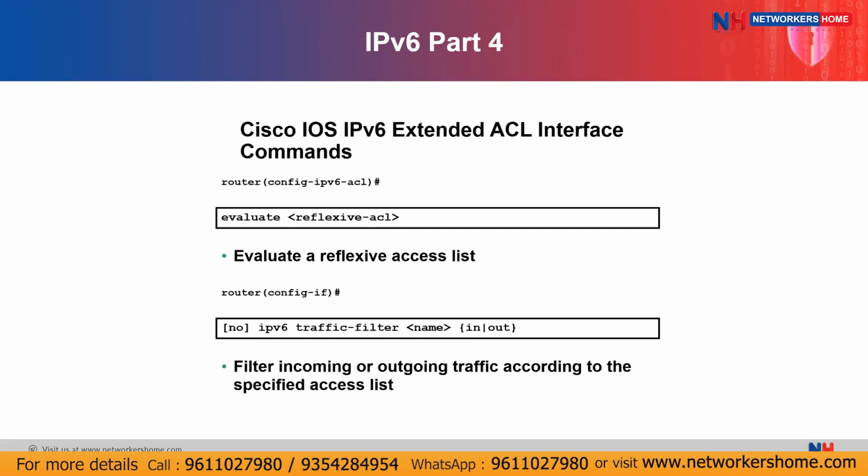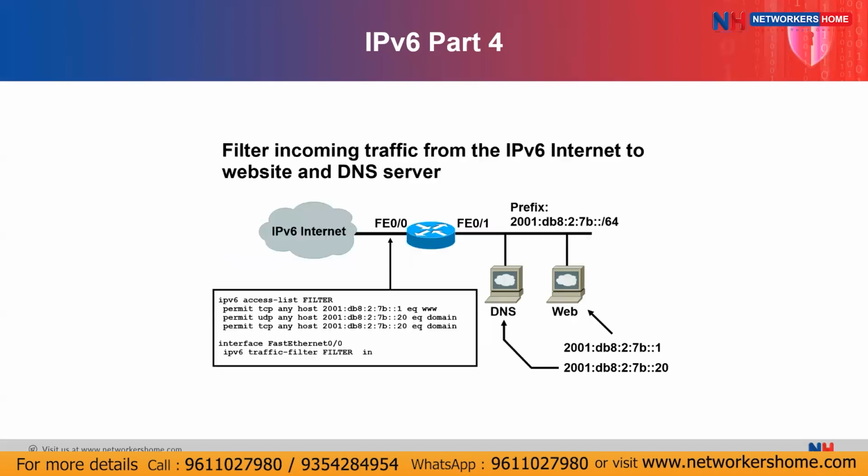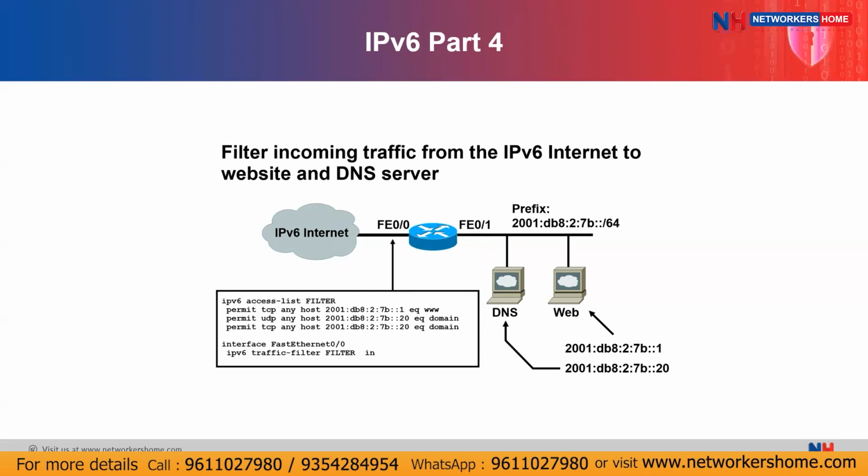And Cisco IOS IPv6 extended ACL interface command, reflexive ACL: IPv6 traffic filter name in or out, which filters incoming or outgoing traffic according to the specific access list, whatever direction we require. Here you have the option: IPv6 access list filter, then permit TCP, UDP, and then interface, IPv6 traffic filter in. In the receiving direction, we are going to apply it on the FastEthernet 0/0 interface. And same features we have here.